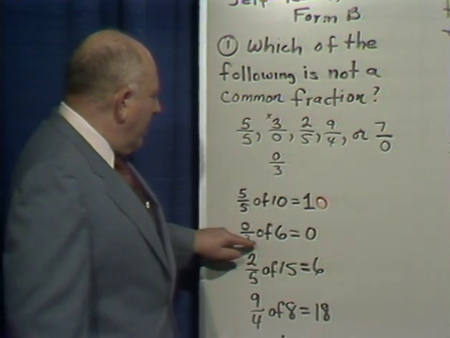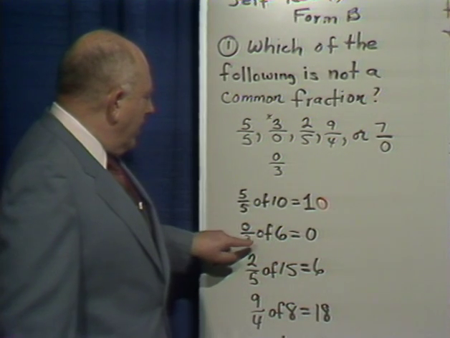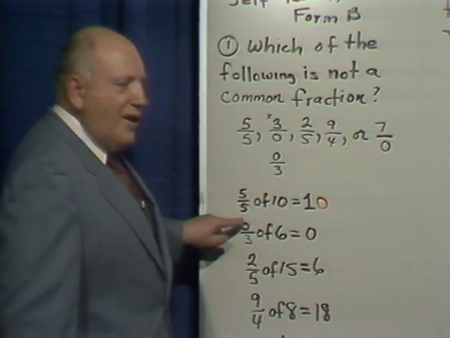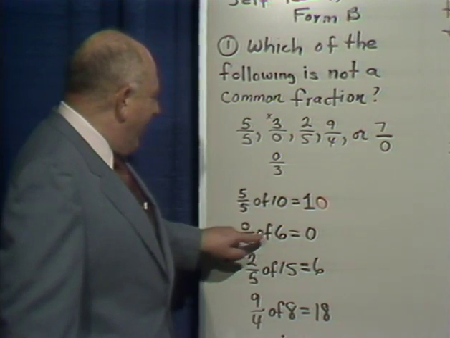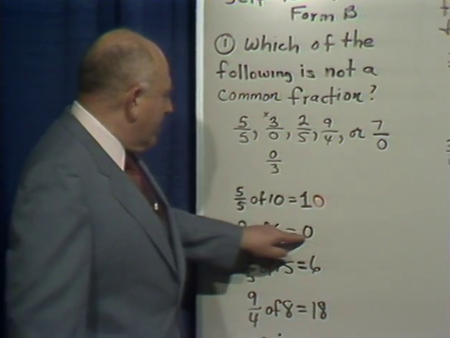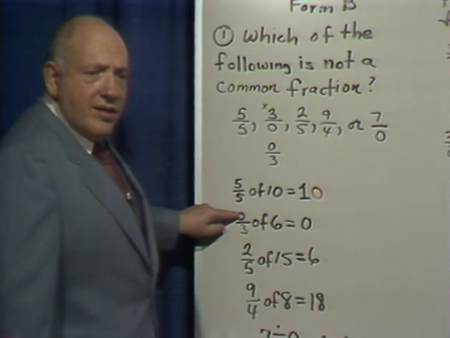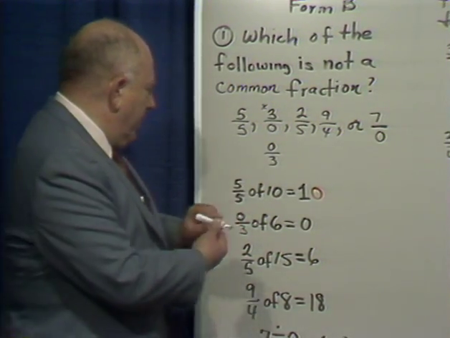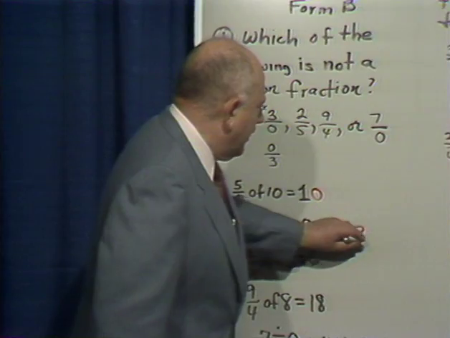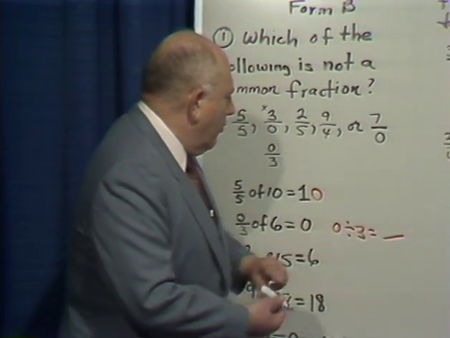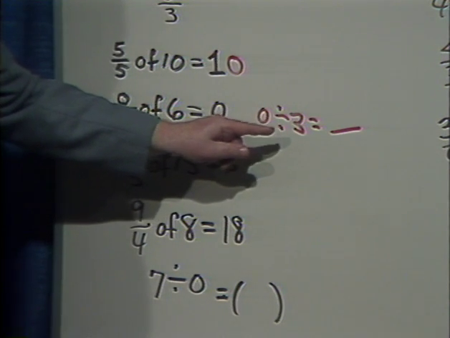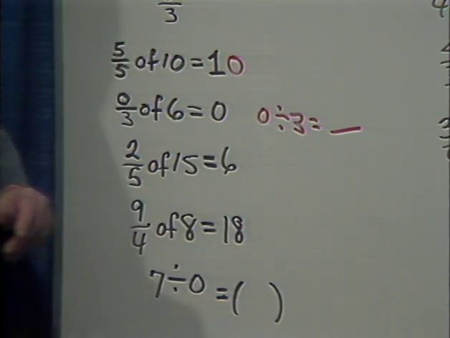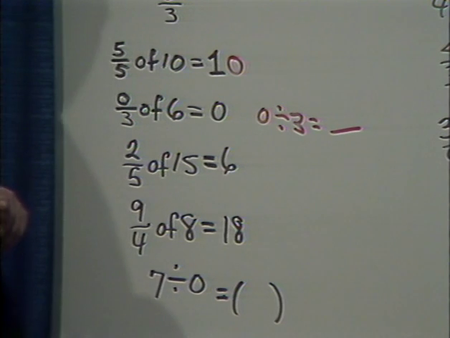0 over 3 means what? Take the number, divide it into 3 equal parts, then take none of those parts. So in other words, 6 divided by 3 is 2, 2 times 0 is 0, and all we're saying is 0 divided by 3. See, 0 divided by 3 means what? The number which, when multiplied by 3, gives you 0, and the only number that gives you 0 in the product is when you multiply by 0.